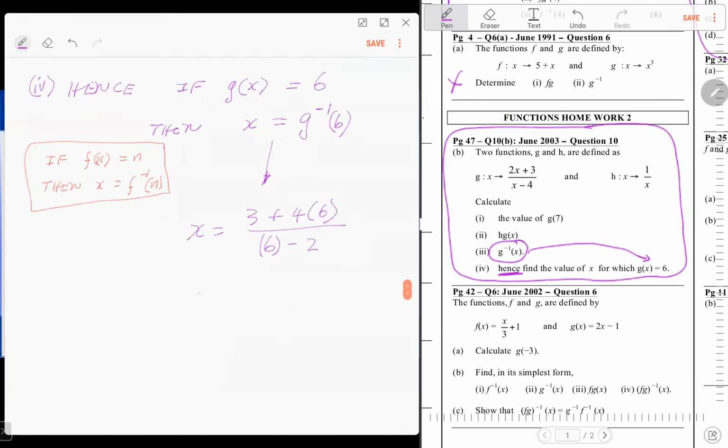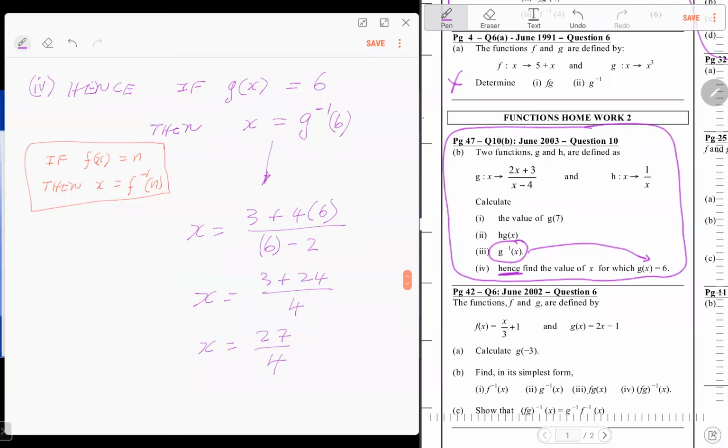And so x becomes, this is 24, so it's 3 plus 24 over the 4, because 6 minus 2 is 4. And so that's basically 27 over 4.